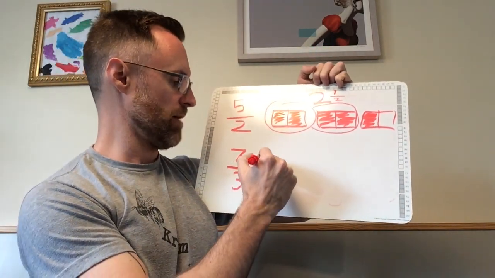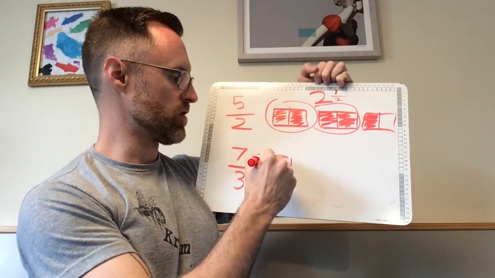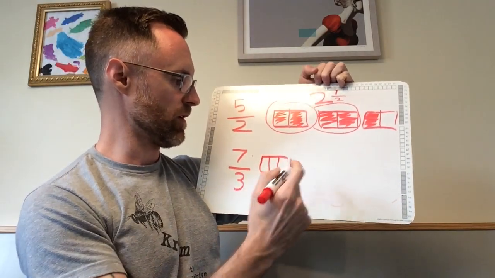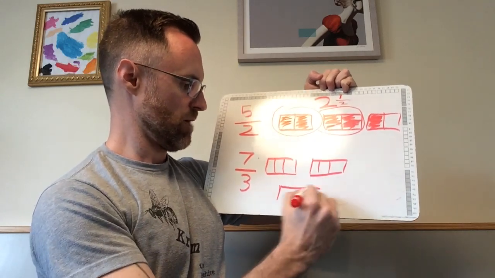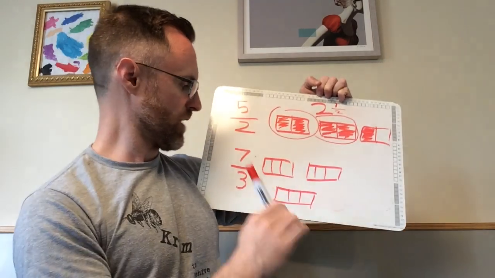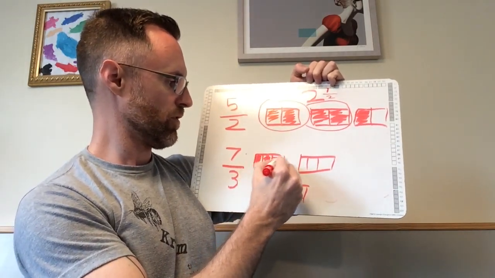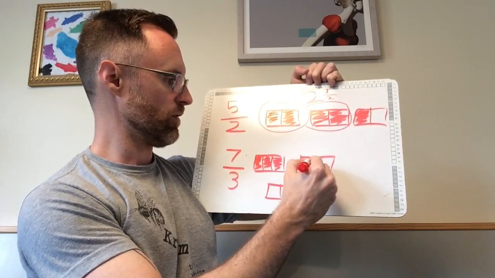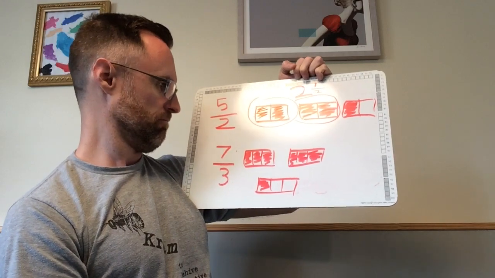All right, candy bars. If I'm dividing this into thirds, I need to make 2 lines because that gives me 1, 2, 3 equal parts. Make a few of these. Again, make more if needed. All right, so I got to fill in 7 parts. 1, 2, 3, 4, 5, 6, and 7.